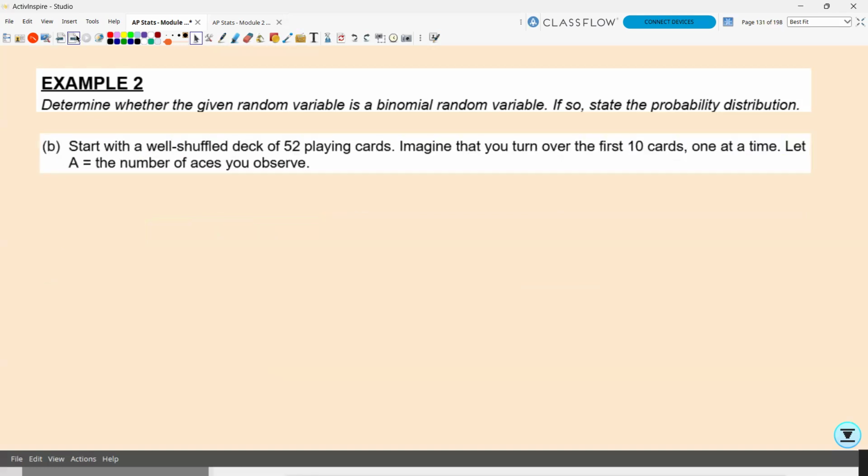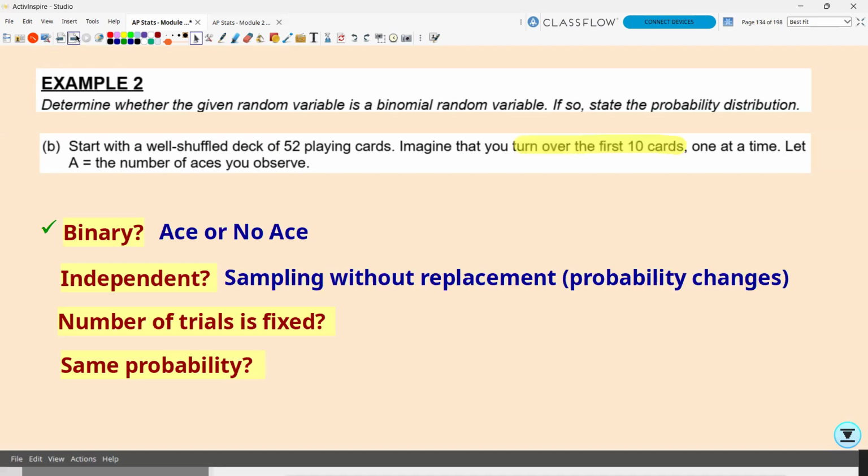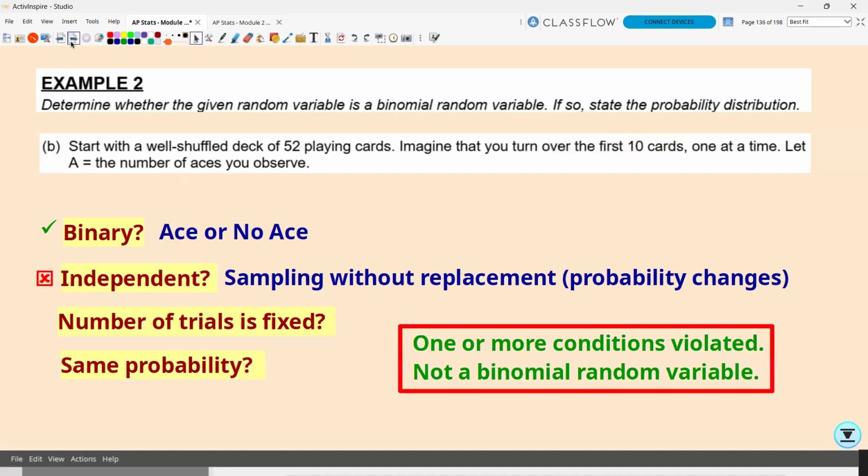How about part B? You start with a well-shuffled deck of 52 playing cards. Imagine that you turn over the first 10 cards one at a time. Let A equal the number of aces you observe. Let's check our bins. Is it binary? Yes, you get an ace or no ace. Are we independent? Oh, we failed that. We turn over the first 10 cards. It didn't say anything about putting them back, turning them back over after we turn them over. So we have violated the independent rule. It's not binomial. We don't have to check the other ones. We violated a rule. So we do not have ourselves a binomial situation here.